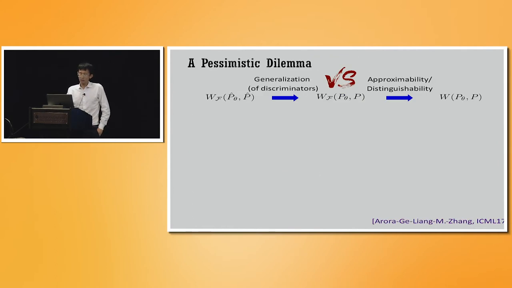In one of the works with Arora, Ge, Liang, and Zhang, we studied the trade-off between generalization and approximability. And we found a kind of pessimistic dilemma in the following sense.